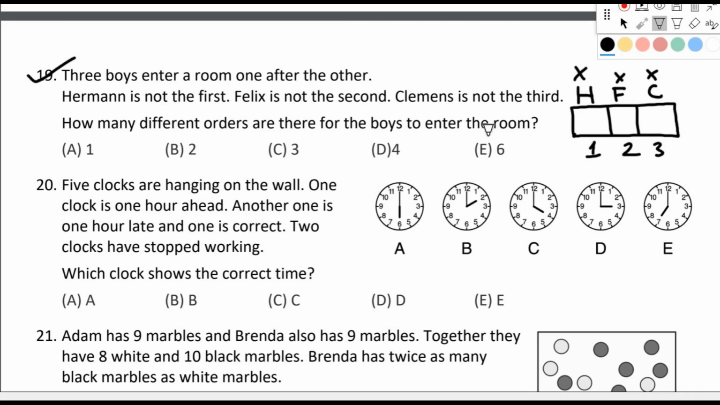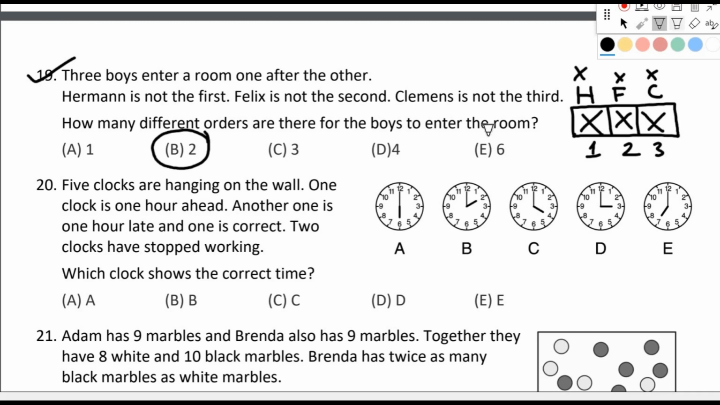So how many different orders are there for the boys to enter? So each one of them can enter in 2 different ways, because Herman cannot enter the first way but can enter in 2 different ways. Felix also 2 different ways. Each one of them has 2 different ways, because for each of them 1 way is not allowed. So 19th question answer is B.